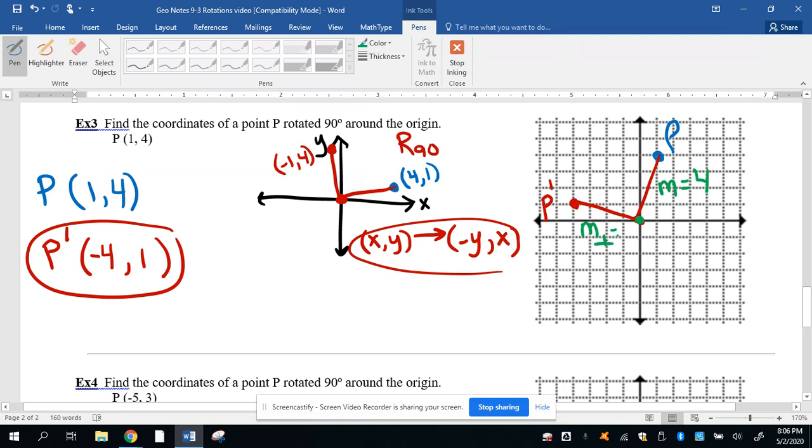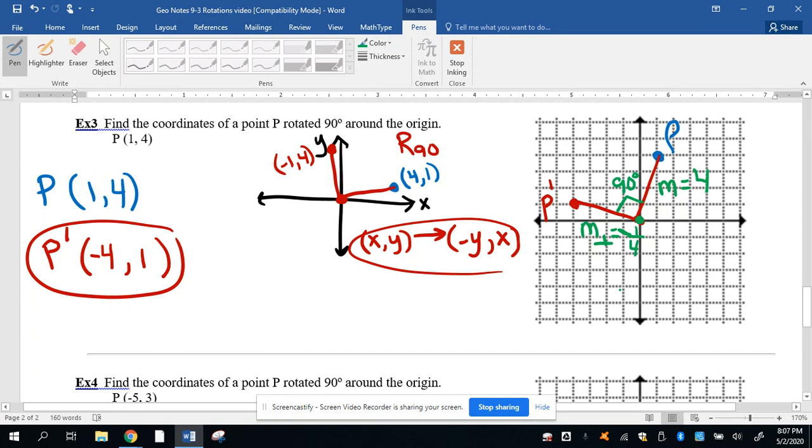And again, this is review from what we've done earlier in first semester. Perpendicular lines have opposite reciprocal slopes. So again, this is a verification that this is indeed a 90-degree angle. Also, you can multiply those two slopes and you get -1, another verification that the slopes are at right angles.